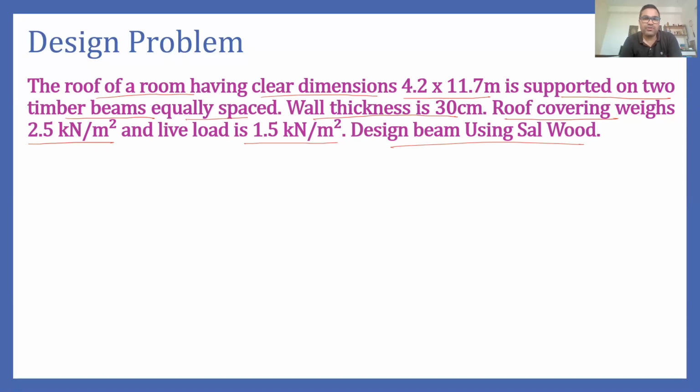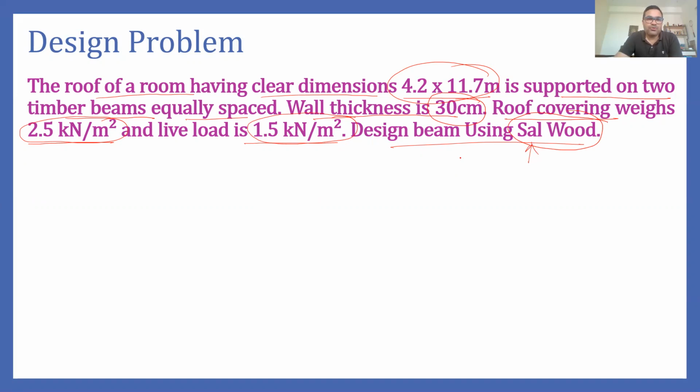There is a roof of a room, and the size of the room is also provided, and this roof is supported on two beams along with the wall, and the thickness of wall is 30 centimeter, and on the roof it has some roof covering. The weight of roof covering is 2.5 kilonewton per meter square, and the live load which it is supporting is 1.5 kilonewton per meter square. And in the timber beam we are going to use salwood. So sal tree wood we are going to use in this.